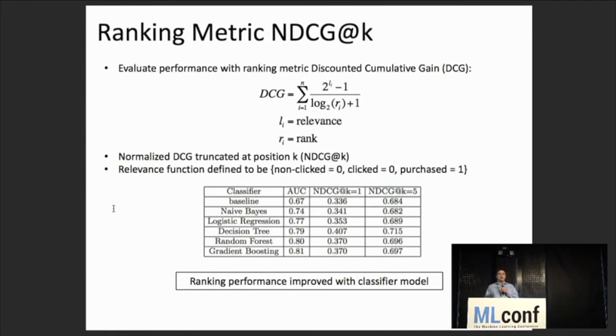So we also look at the ranking metrics. Standard ranking metrics in the learning to rank approach is the normalized discounted cumulative gain. And we looked at that metric, NDCG, at a specific rank, like rank k equals 1 or rank k equals 5. One important detail here is that that measure incorporates the relevance function. The relevance function here we defined as non-clicked is 0, clicked is 0, and purchase is 1. So we essentially said that the purchases are relevant, and everything else is not relevant. And again, we can see that the ranking measure was improved as we incorporated our classifier models.